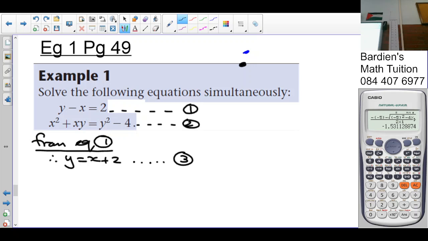What do we do thereafter? Substitute, yes, as we did last year, we substitute equation 3 into the other equation that we haven't worked with. In this case, it's equation 2. So you note there, substitute equation 3 into the other equation we haven't worked with.